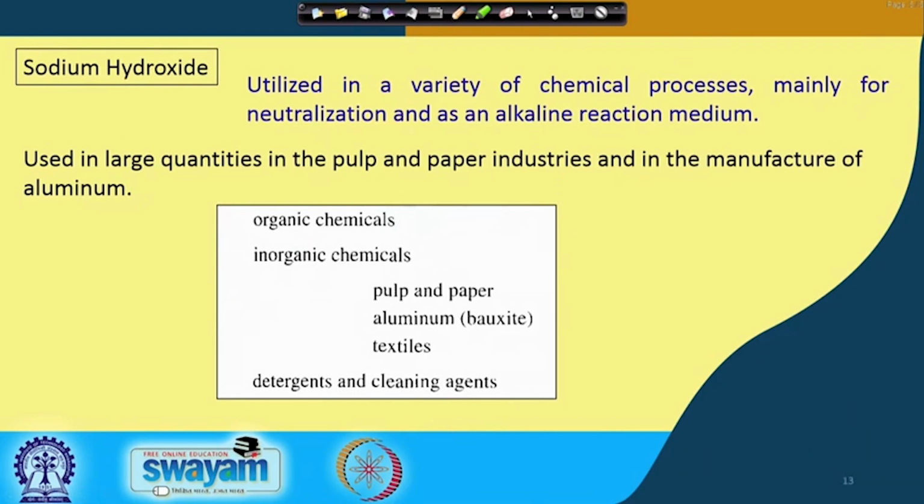So, that gives us a very good idea of how the chloralkali process can produce so many useful chemicals, which can further be utilized in different industrial sectors, because this can be utilized in different areas.